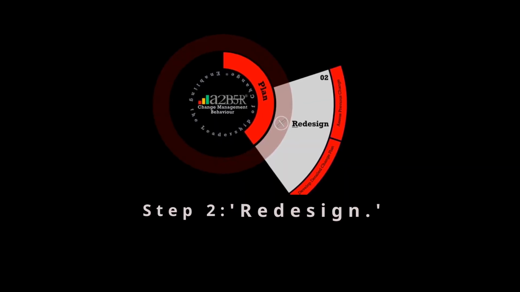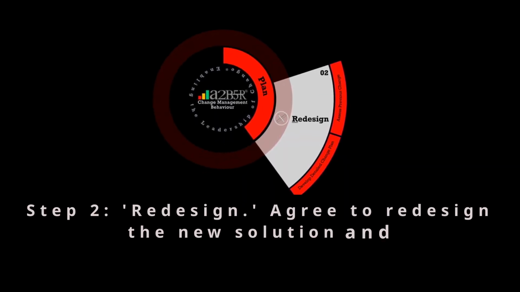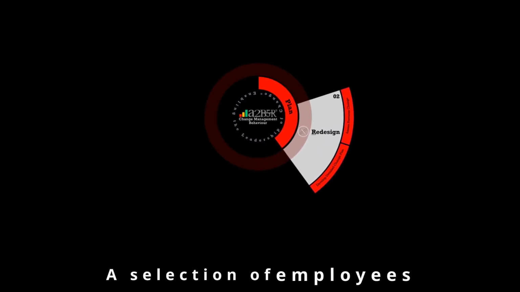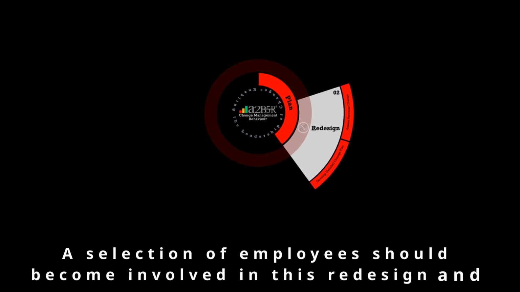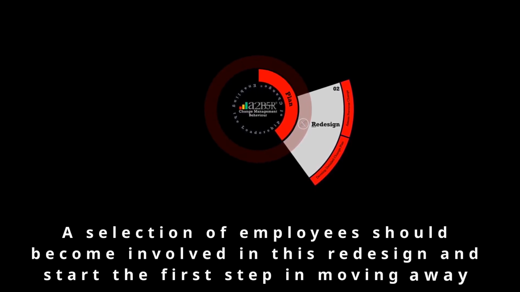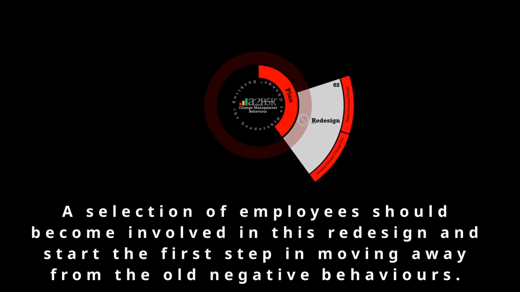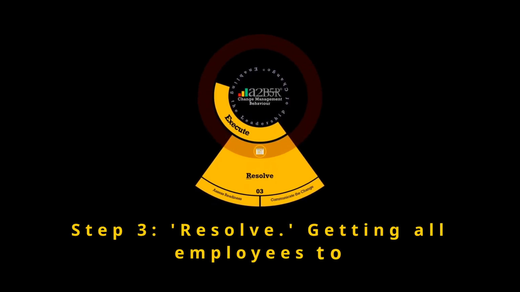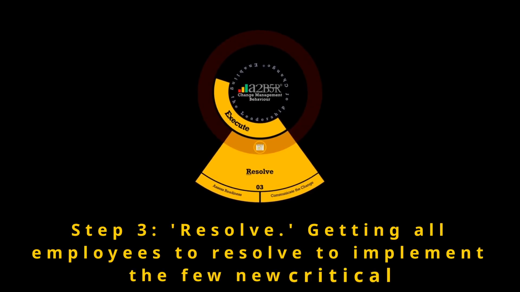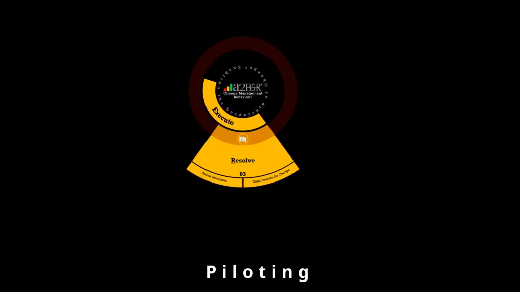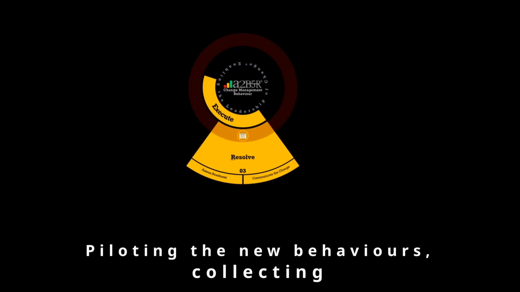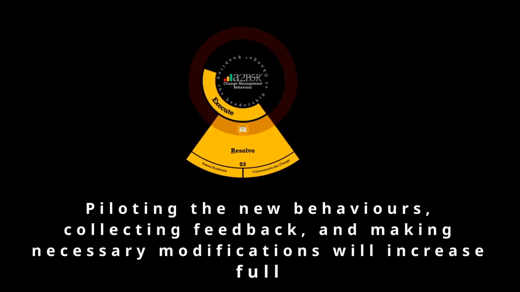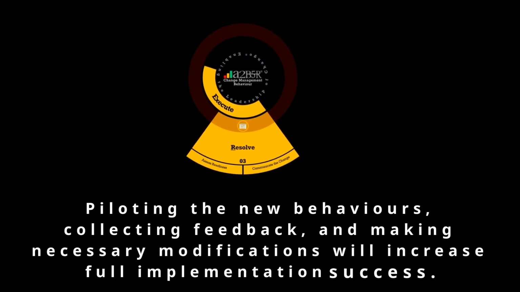Step 2. Redesign. Agree to redesign the new solution and define the few new critical behaviors. A selection of employees should become involved in this redesign and start the first step in moving away from the old negative behaviors. Step 3. Resolve. Getting all employees to resolve to implement the few new critical behaviors. Piloting the new behaviors, collecting feedback, and making necessary modifications will increase full implementation success.